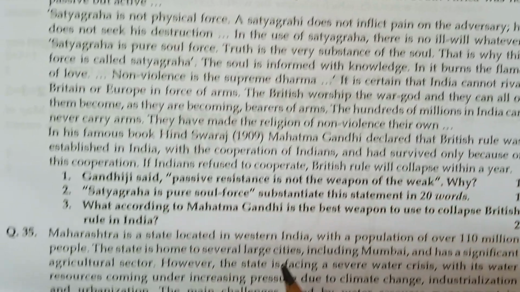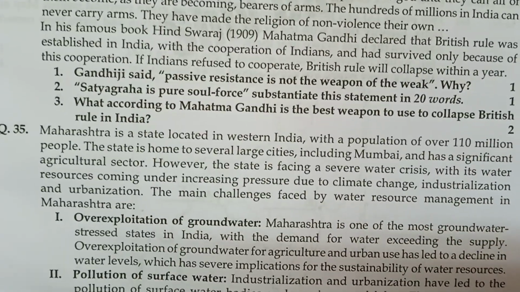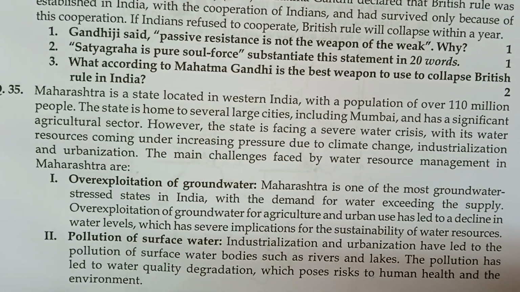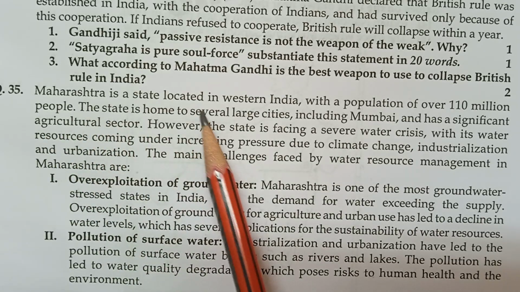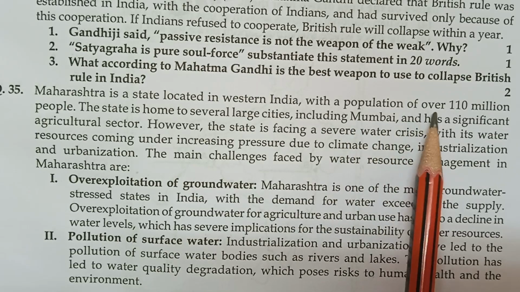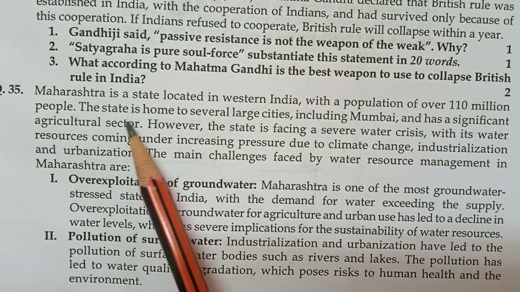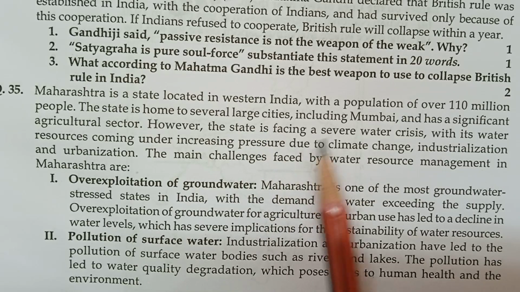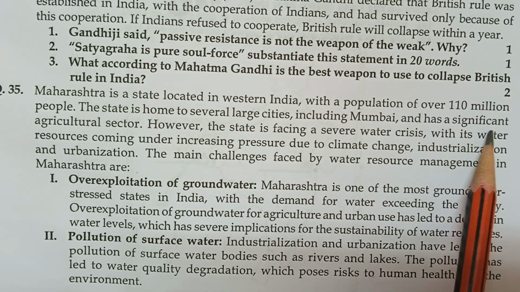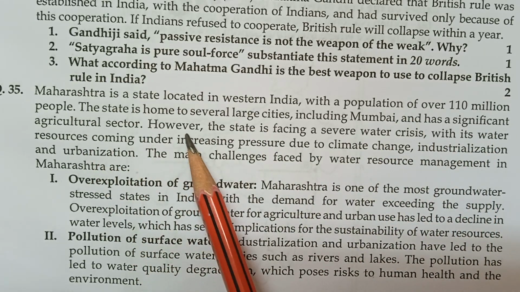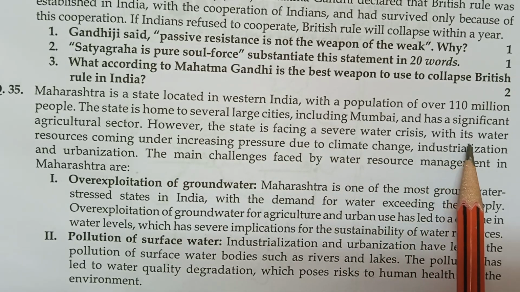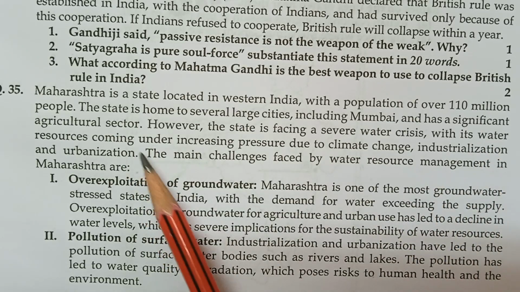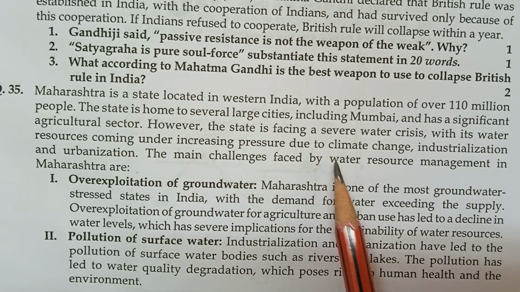Now see, after that the next extension is given, where we will cover all these important points. So question number 35 is given. Maharashtra is a state located in western India with a population of over 110 million people. The state is home to several large cities including Mumbai and has a significant agricultural sector. However, the state is facing a water crisis, with its water resources coming under increasing pressure due to climate change, industrialization, and urbanization.